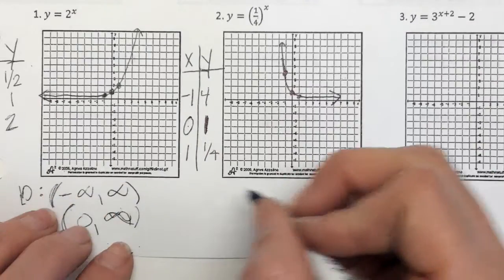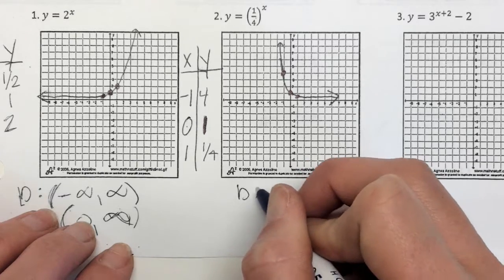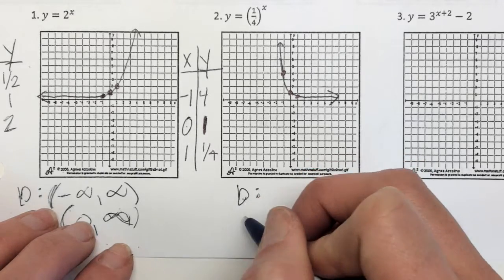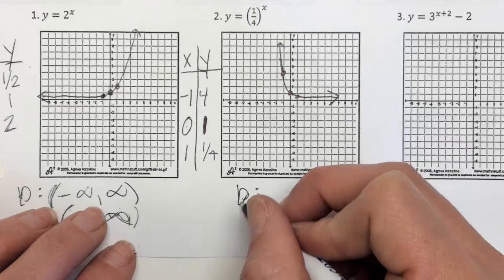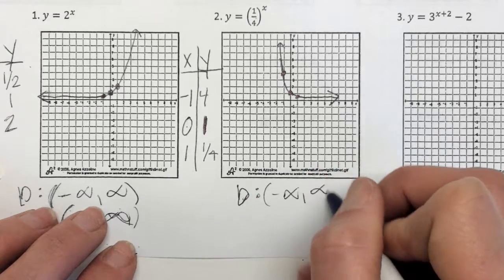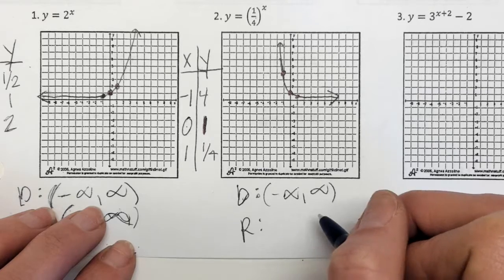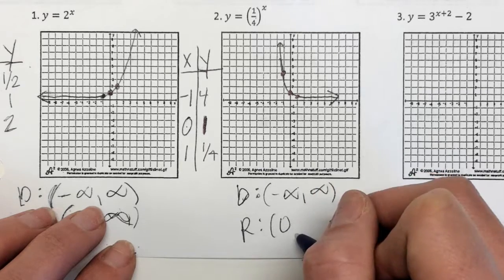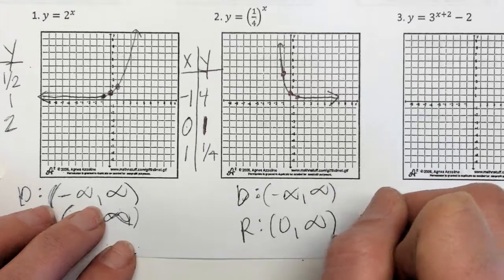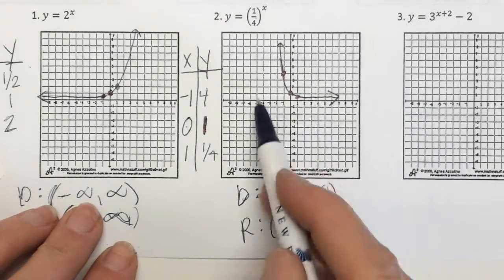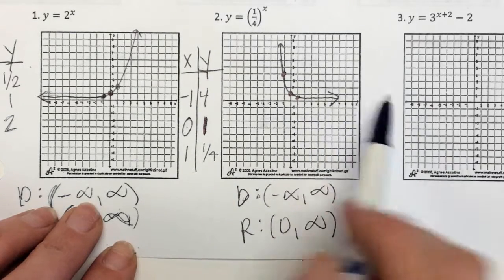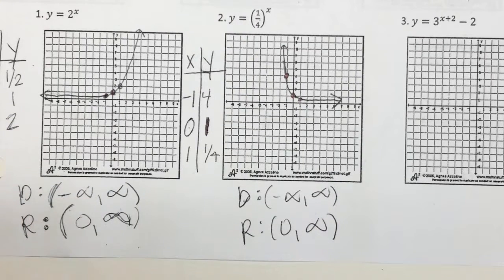Alright, Amy, what about the domain for this one? Domain. Oh, sorry, Amy. Yes, Sid, what about the range? 2. Perfect. Because you can see it's approaching this. The lowest point it's approaching is 0. Highest point would just be infinity. Questions about those?